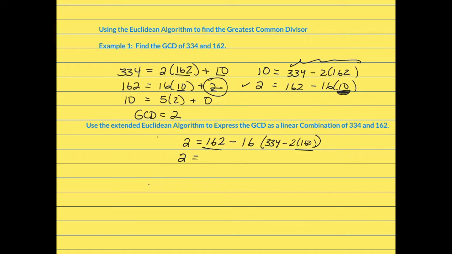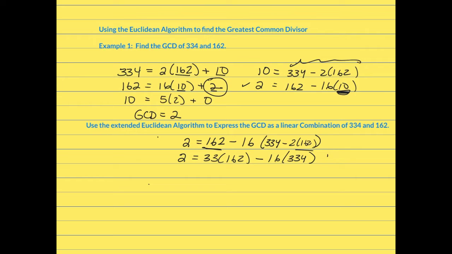So I've got 2, and here's 1 times 162, and then I've got minus 16 times a negative 2, so that's positive 32 times 162. So I've got 1 times 162 plus 32 more. So I've got 33 times 162 minus 16 times 334. And you can punch that into your calculator and make sure that 33 times 162 minus 16 times 334 is 2. And it in fact is.